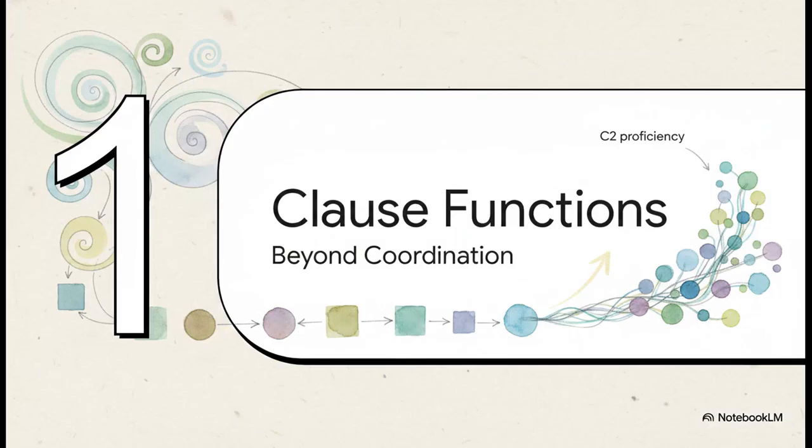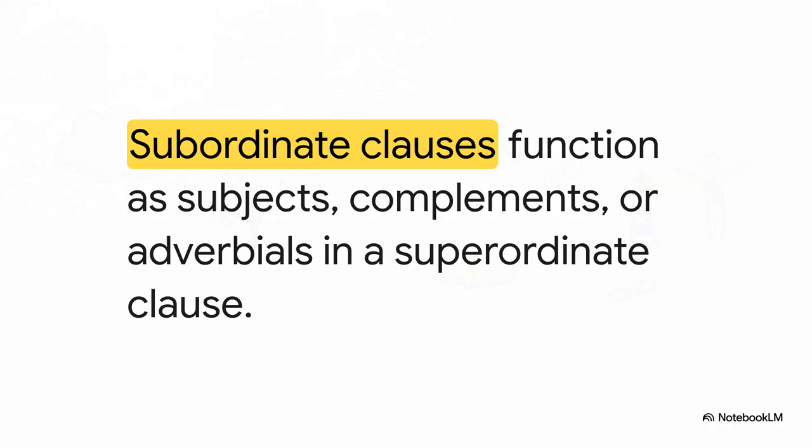Section 1. Functions of subordinate clauses, moving beyond simple coordination. You know, the Common European Framework of Reference is brutally clear on this. When you hit C2 proficiency, relying on simple coordination with and or but just won't cut it anymore. To construct truly sophisticated arguments, you really have to teach your students that subordinate clauses aren't just optional little appendages tacked onto the end of a sentence. They are structural pillars. They step in to function directly as subjects, complements, or adverbials right inside a larger superordinate matrix clause. It's like upgrading from basic building blocks to complex architecture.